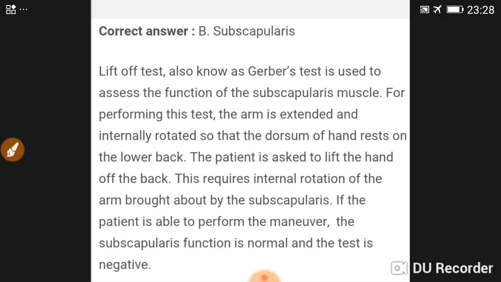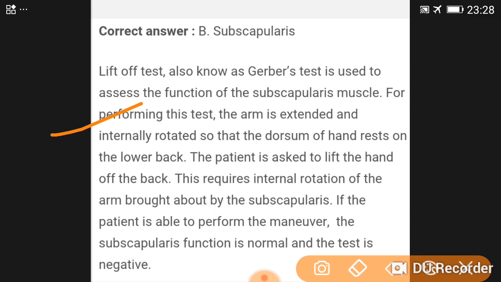Now let's discuss the lift-off test, also known as Gerber's test. It is used to assess the function of the subscapularis muscle. For performing this test, the arm is extended and internally rotated so that the dorsum of the hand rests on the lower back. The patient is asked to lift the hand off the back. This requires internal rotation of the arm brought about by the subscapularis. If the patient is able to perform the maneuver, the subscapularis function is normal and the test is negative.